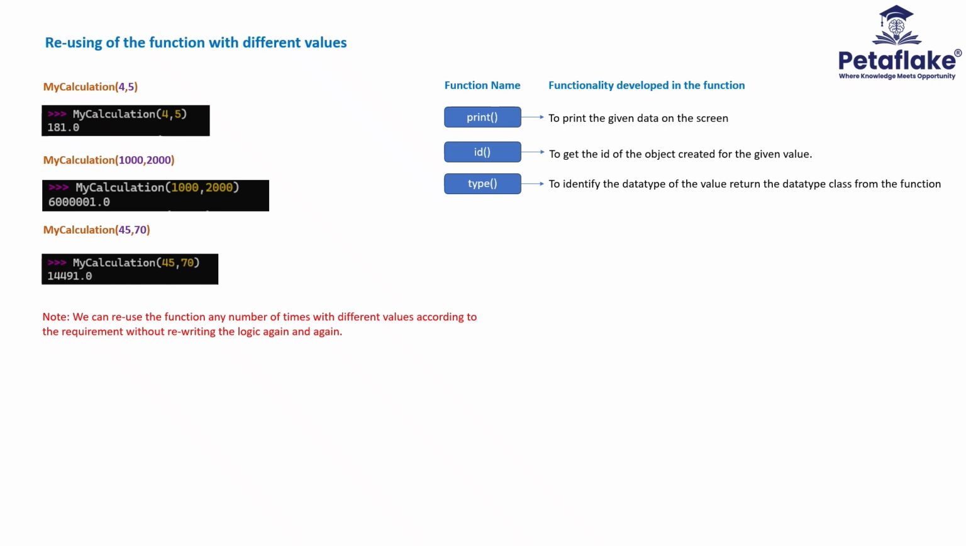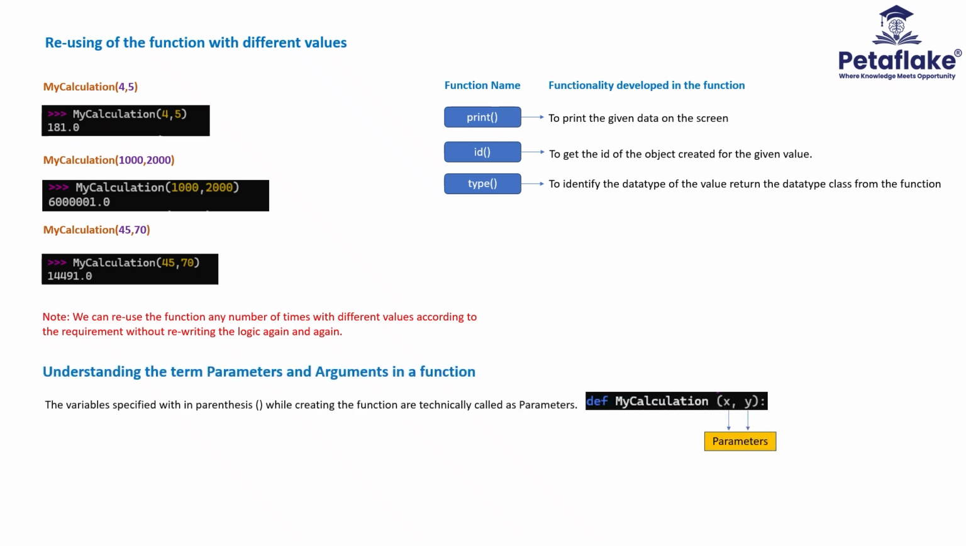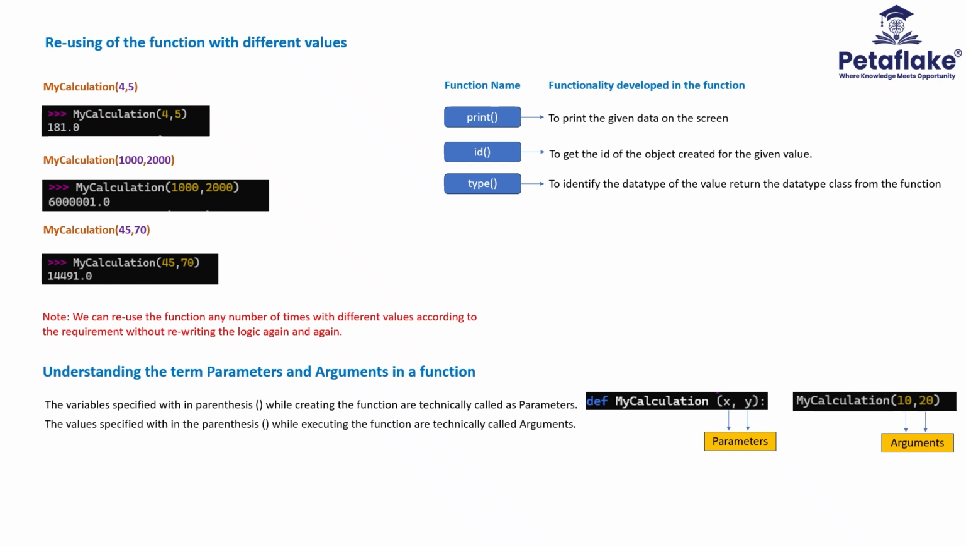The variables specified within the parentheses while creating the function are technically called parameters. The values passed to the variables within the parentheses while executing the function are technically called arguments. Now we will understand the benefits we get when using the function in our program.